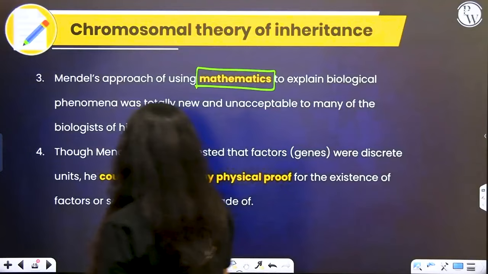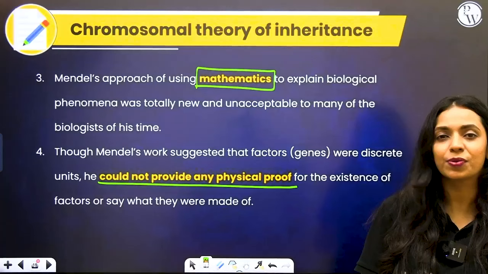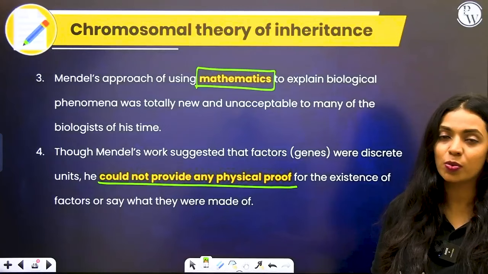The fourth point is, he said that there are certain factors that are responsible for governing how inheritance takes place, but he could not prove what they were. He did not know if it was DNA, whether it was present in the chromosomes. Physical proof he could not provide for those factors, which is why many people dismissed his studies. Okay, so these are certain reasons.